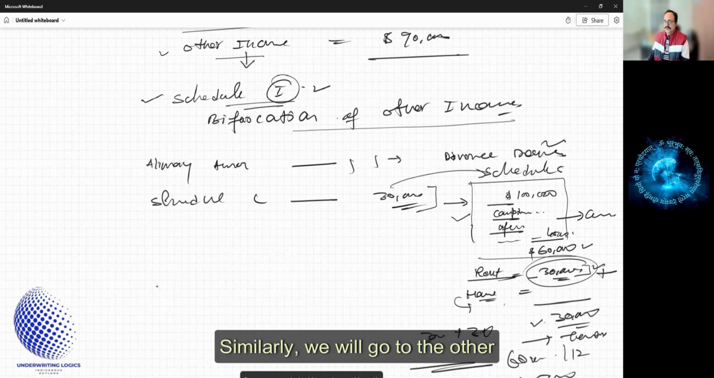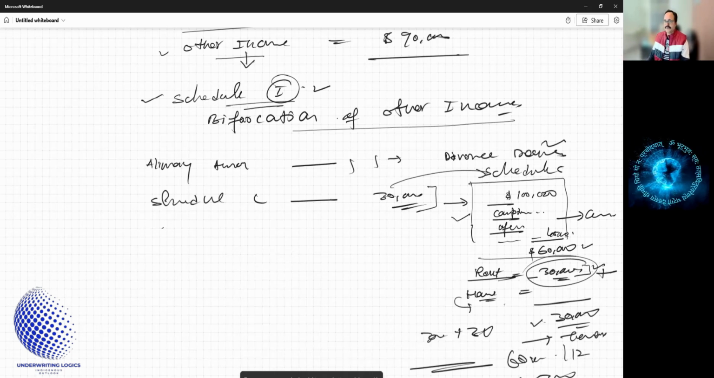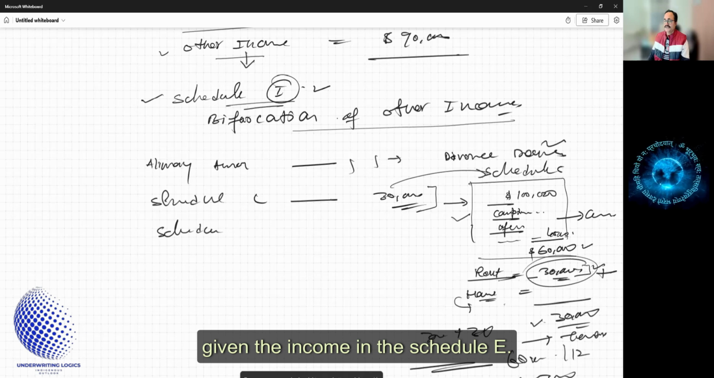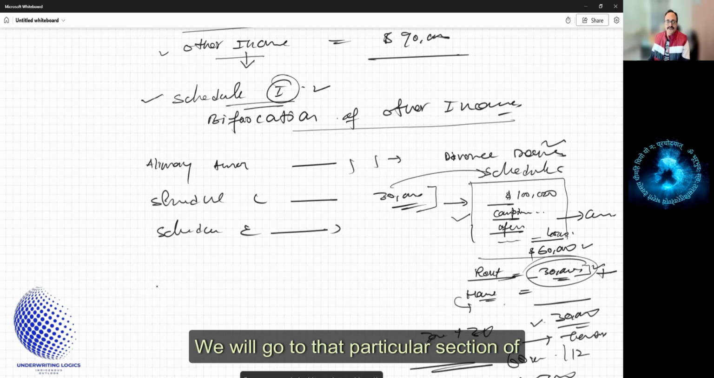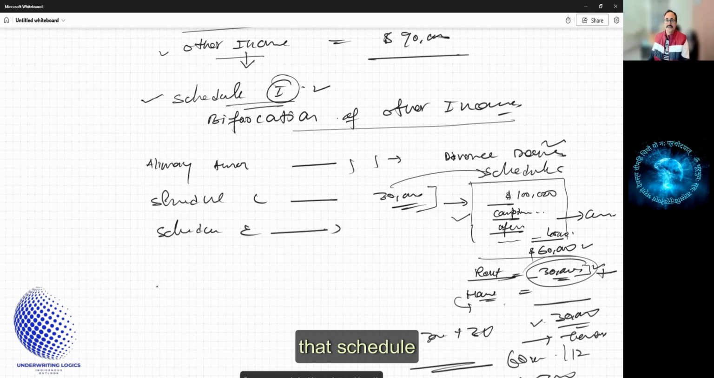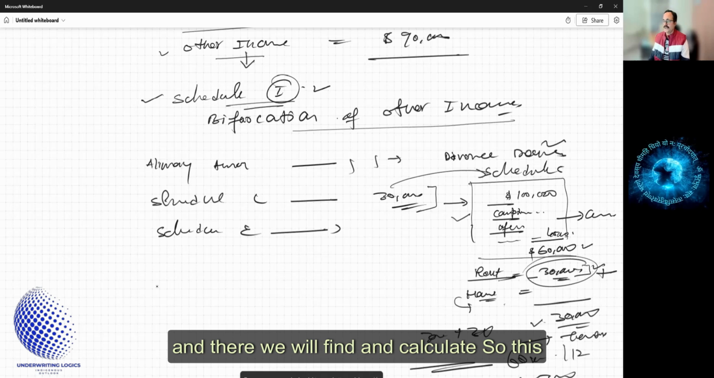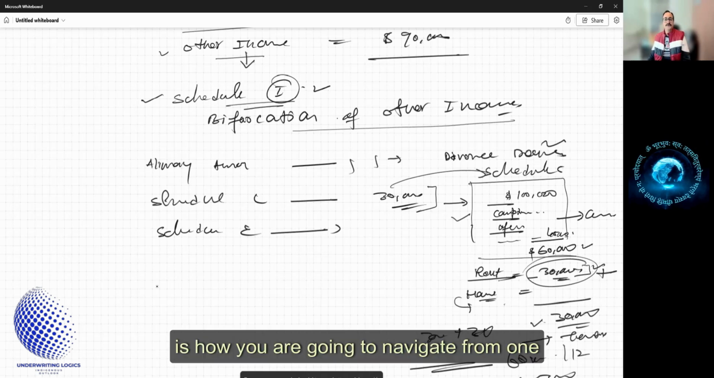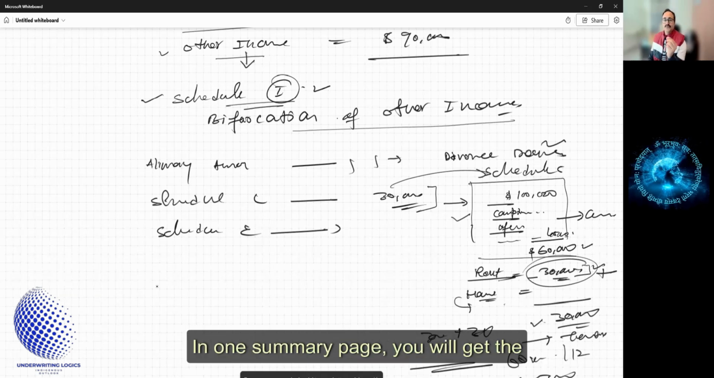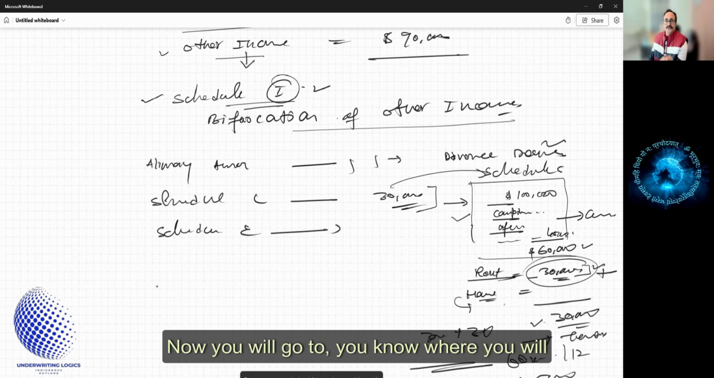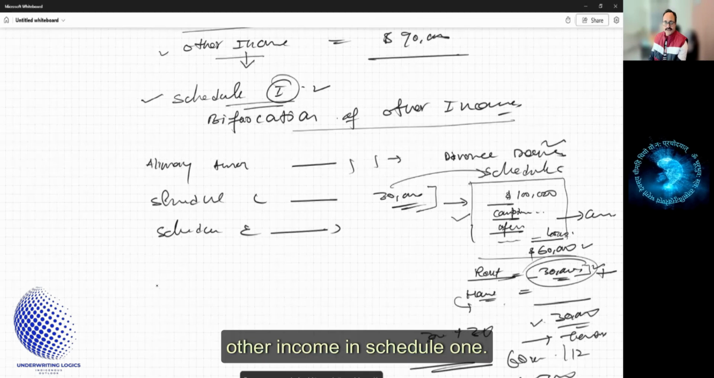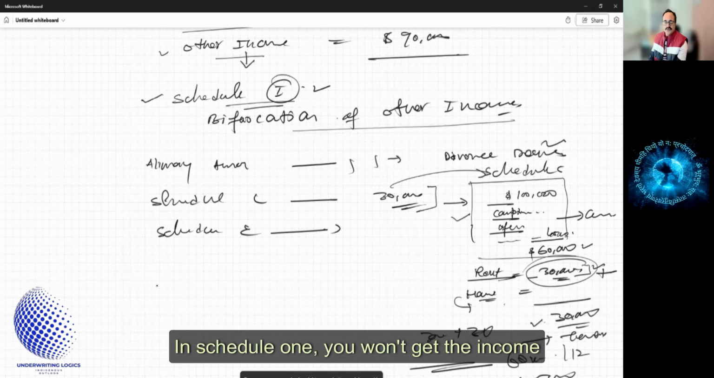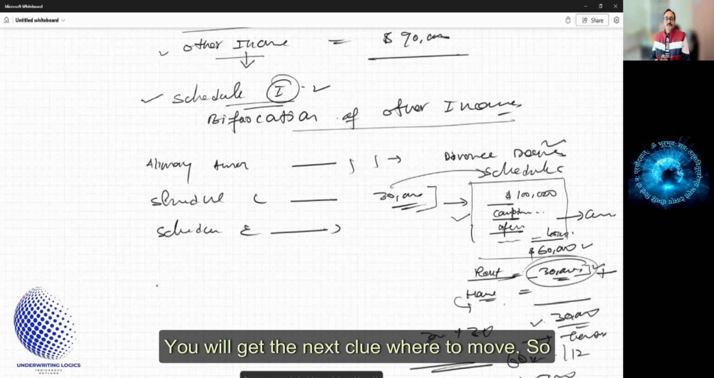Similarly, we will go to the other schedules. If they have given the income in Schedule E, we will go to that particular section of that schedule, and there we will find and calculate income. So this is how you are going to navigate from one page to another page. In one summary page, you will get the information that there is other income. Now you will go to Schedule 1, where you will find the other income. In Schedule 1, you won't get the income directly. You will get the next clue, where to move.